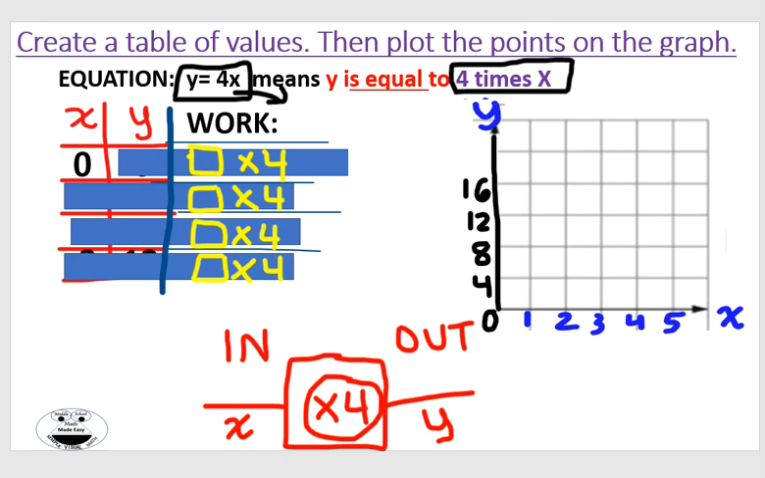So here, my x is given to me as 0. So I'm going to write it in the box here. 0 times 4 is just 0. And then I'm going to write my answer of 0 right there.